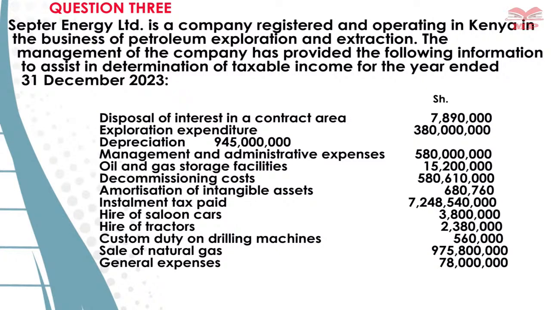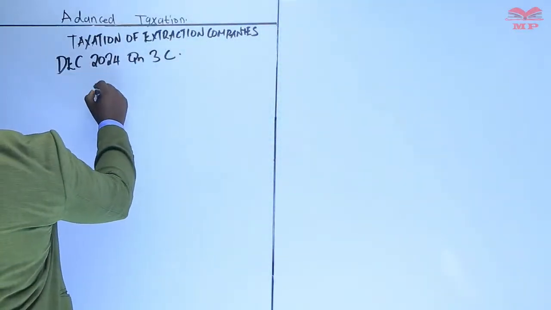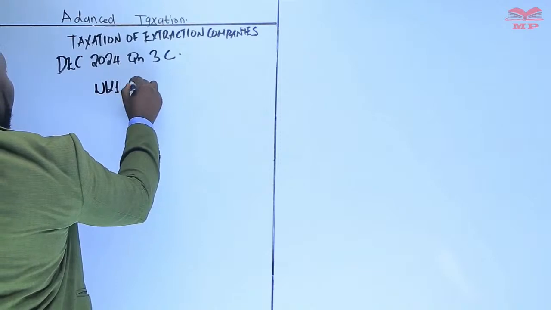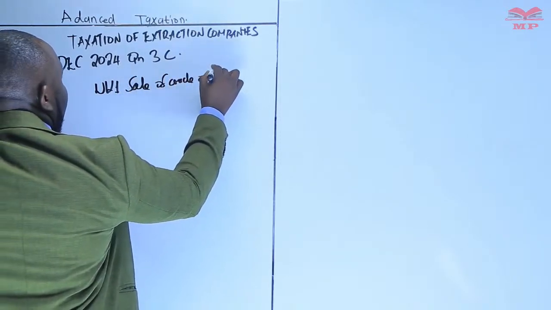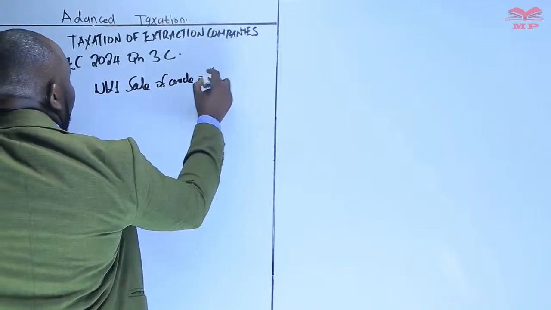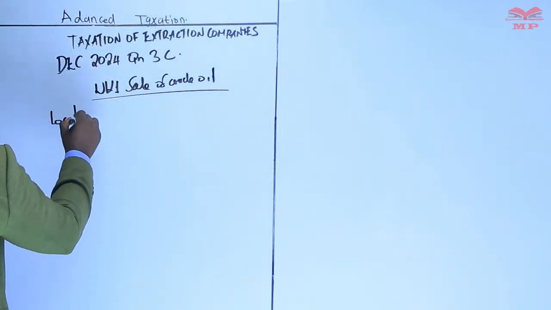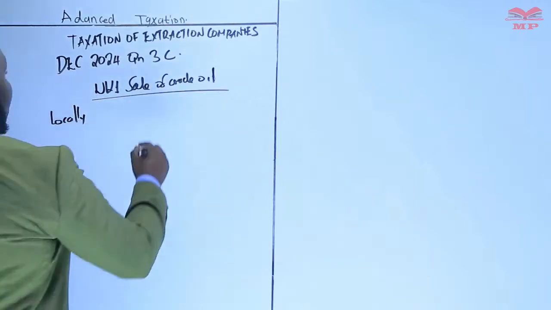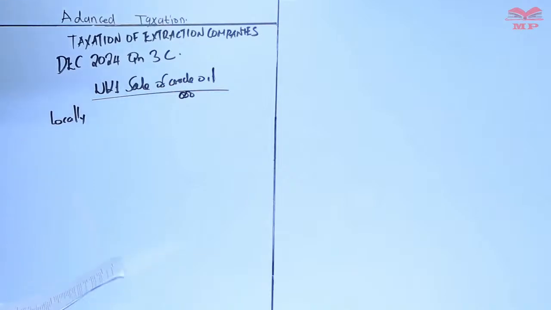So locally, as we get the working, we need to understand that the sales of crude oil that we have in additional income are taxable income. So we can get the sale of crude oil. We just put it here as working 1, sale of crude oil. So we start with locally. Remember we round them to thousands so that we do not have a huge figure.